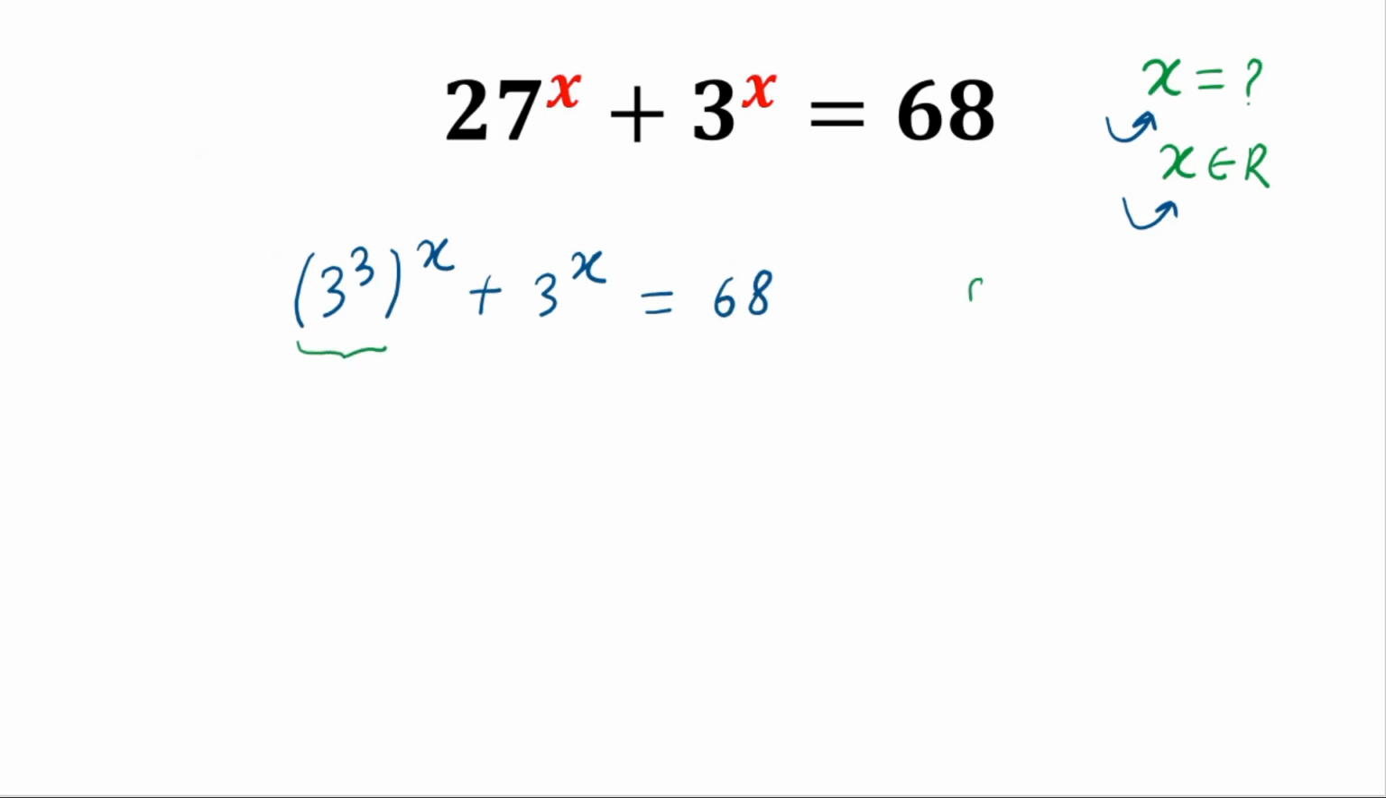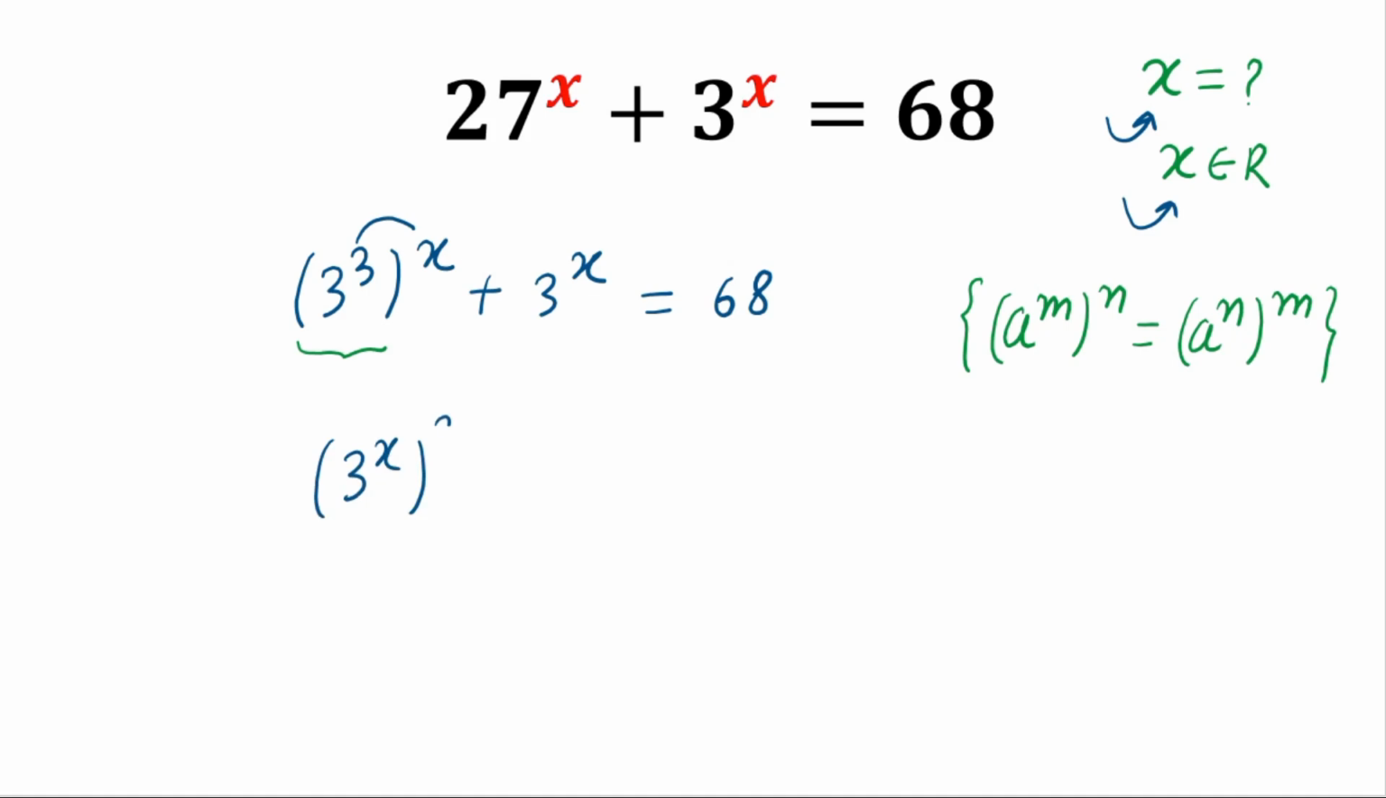Now look carefully at this term. If we apply the rule (a^m)^n = (a^n)^m, then the 3 and this x are interchanged. Then this is (3^x)^3 + 3^x, and this is equal to 68.